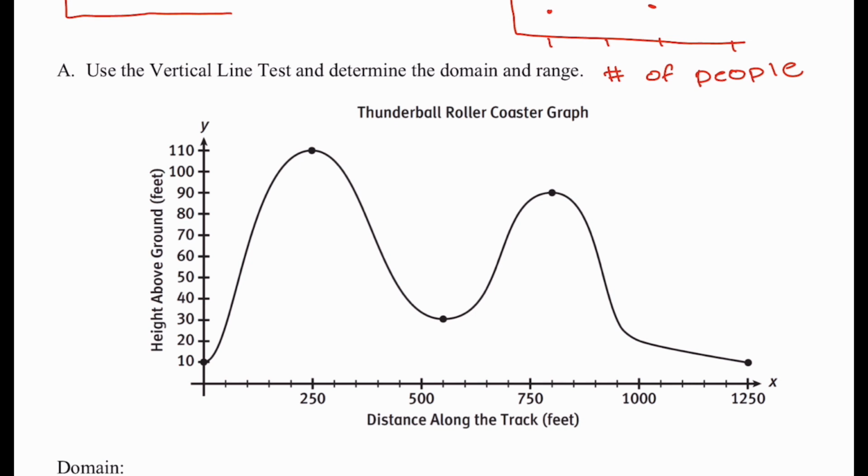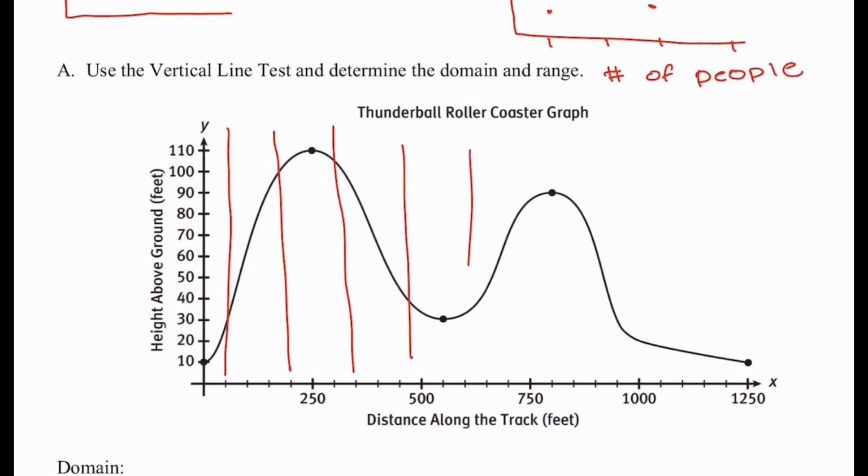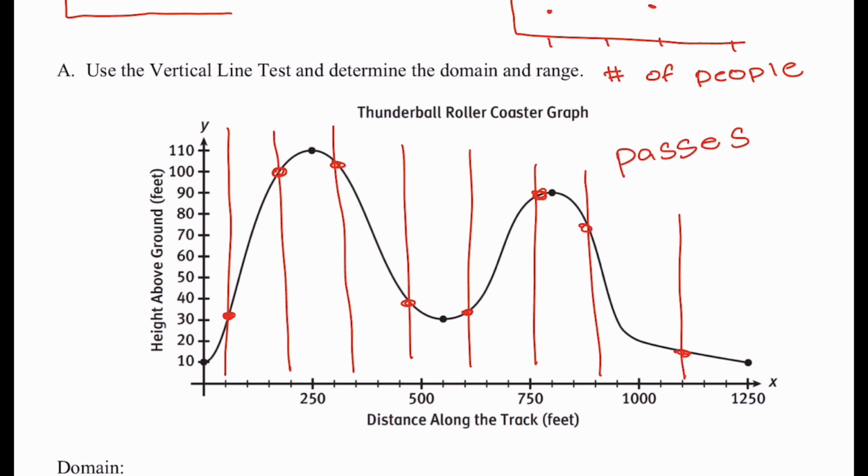In A, it says use the vertical line test and determine the domain and range. Remember, the vertical line test says I should be able to draw vertical lines through my graph, and every vertical line should touch my graph only one time. And if you notice, this graph passes the vertical line test. Every single vertical line touches the graph at only one point. So this passes the vertical line test, and so it is a function.